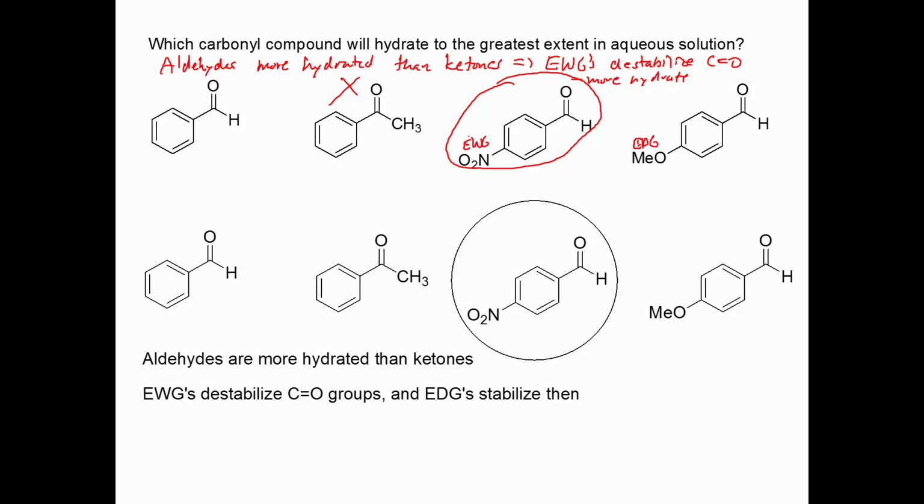Again, the facts that you see at the top are repeated here and they're printed more legibly. Okay, so the aldehydes are more hydrated than ketones, so we're going to deselect this one. And we're going to then look at the aldehydes, and we're going to select the one where the carbonyl group is the least stable, and that's the one that has the electron withdrawing groups.